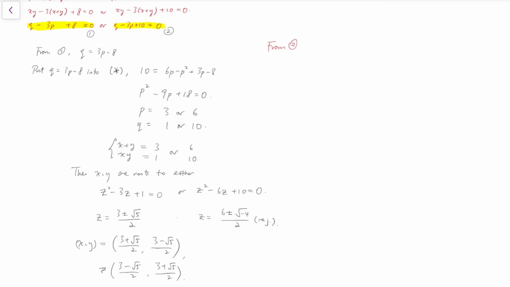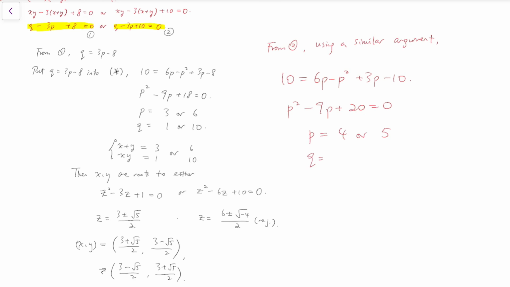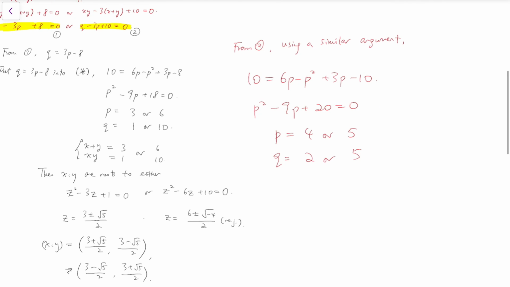Now it comes to the other case, which is q minus 3p plus 10 equals 0. But I'm going to just say that using a similar argument, then 10 equals 6p minus p squared plus 3p minus 10. So p squared minus 9p plus 20 equals 0. So p is either 4 or 5. And q is equal to 3p minus 10. So for the 4 case, it should be 2, while for the 5 case, it should be 5.